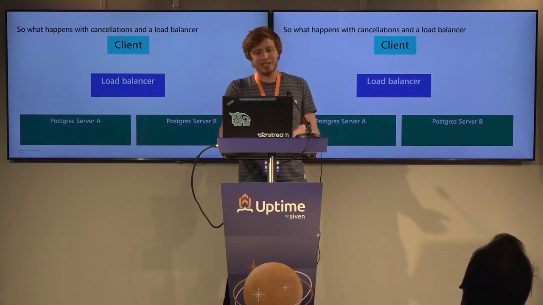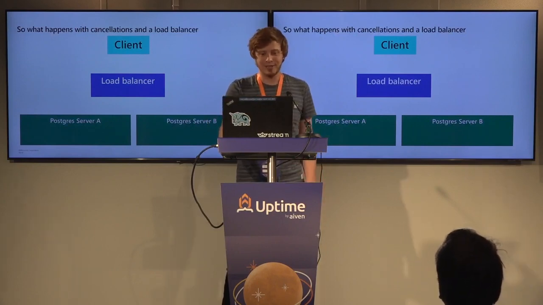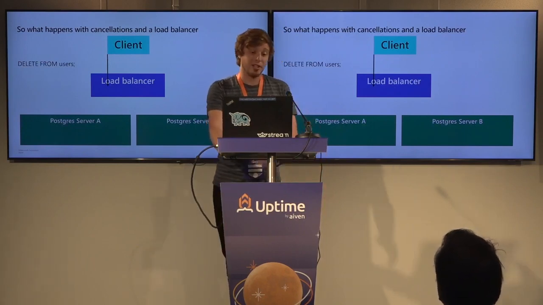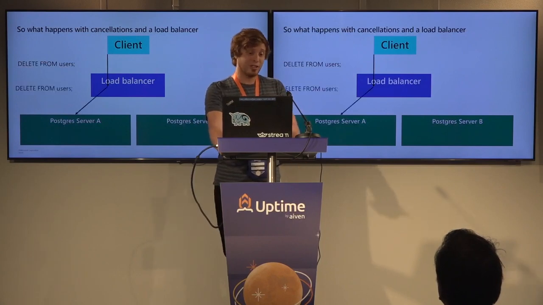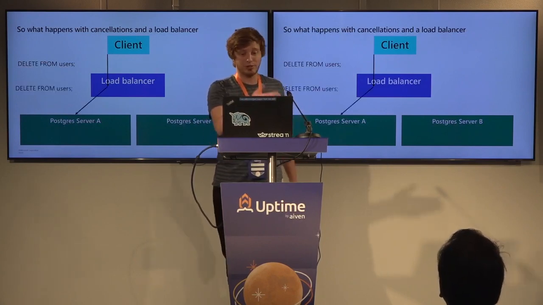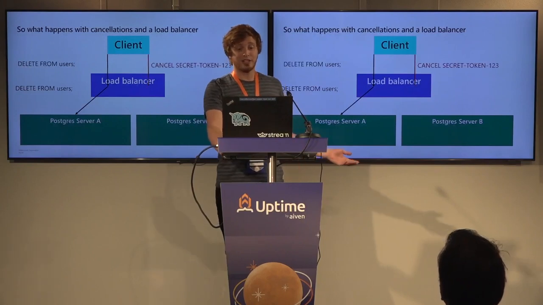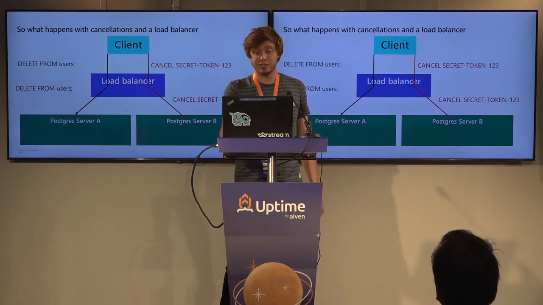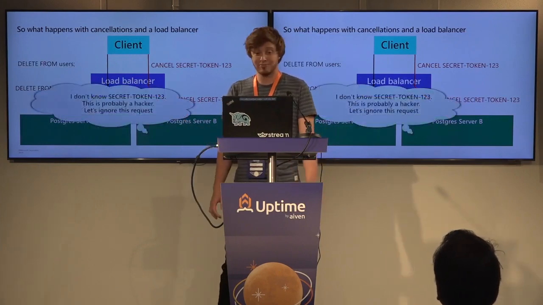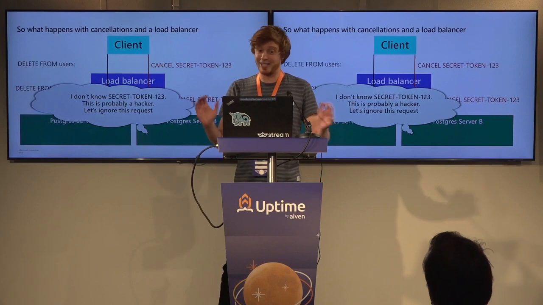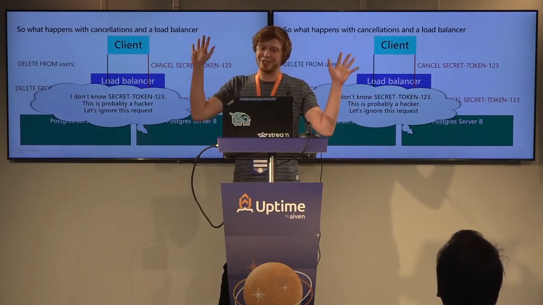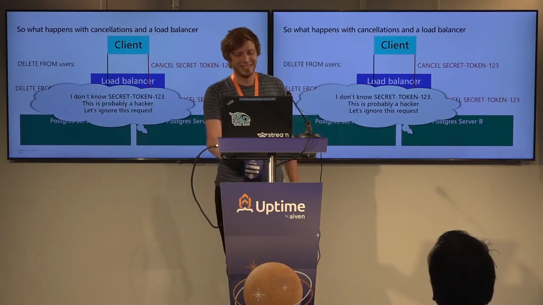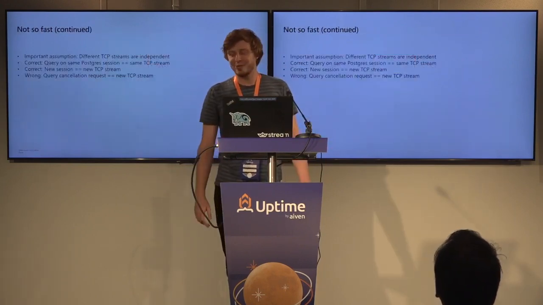But the problem is, if you put a load balancer in between, it doesn't really work like that anymore, or not always at least. Because if you send the delete from users, and the connect and stuff, it will go to server A. And your cancellation token is a different TCP stream, so the load balancer might just decide to send it to some other server. And this server is like, I don't know about this token. That's probably a hacker. We can't trust this connection. I'll just close it. Let's ignore this. We don't do anything. So yeah, that doesn't work.